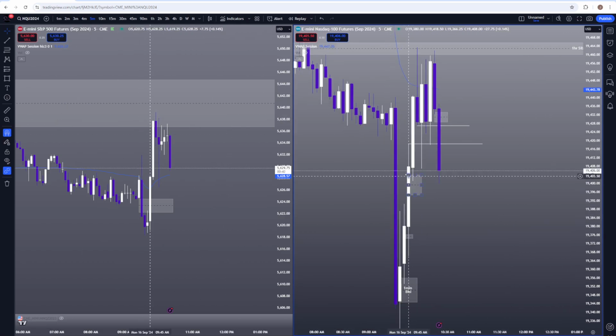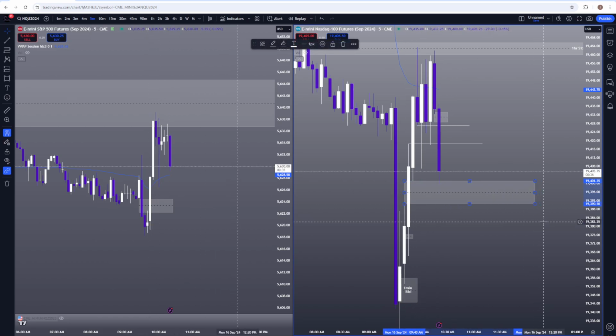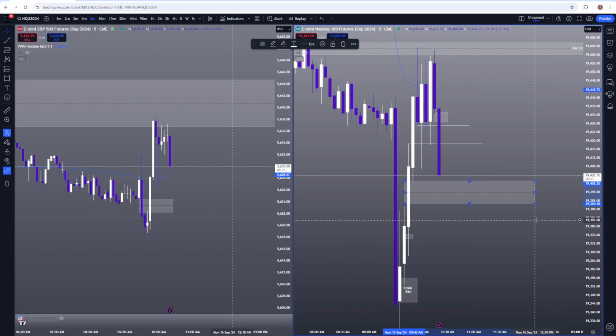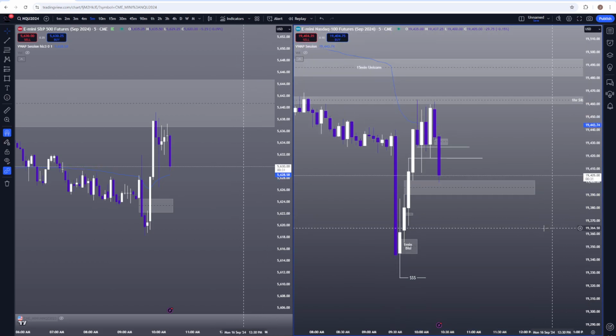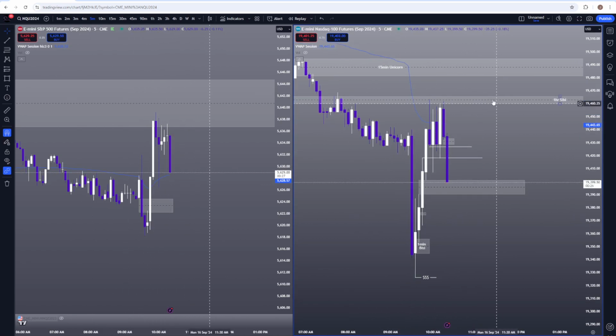Okay, so we have a 5-minute BISI down here. So we might see a lot of seek and destroy today, guys. What is seek and destroy? That just means we're going up, grabbing buy side liquidity, then coming down and grabbing sell side liquidity. It's just back and forth.